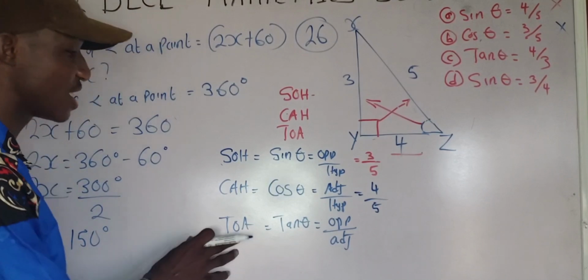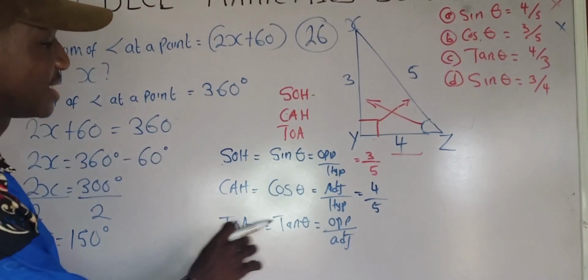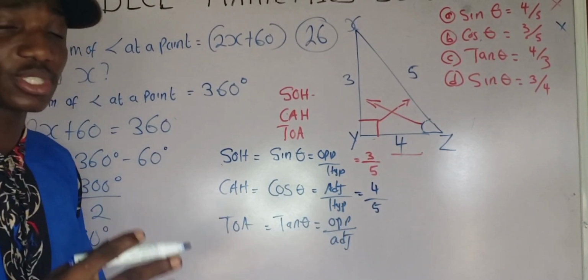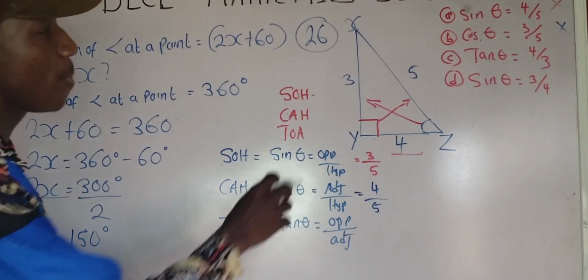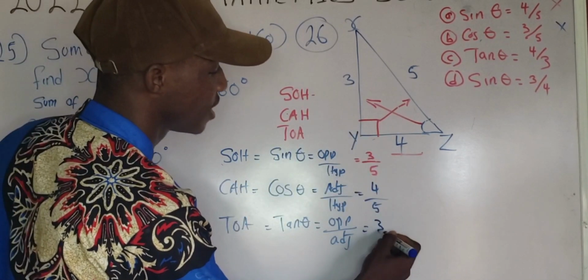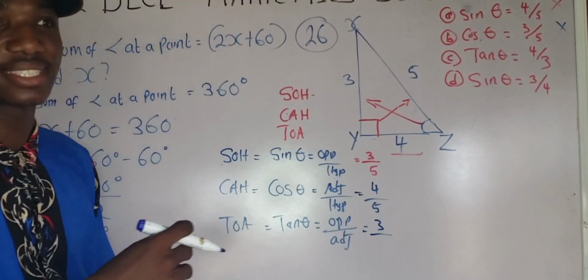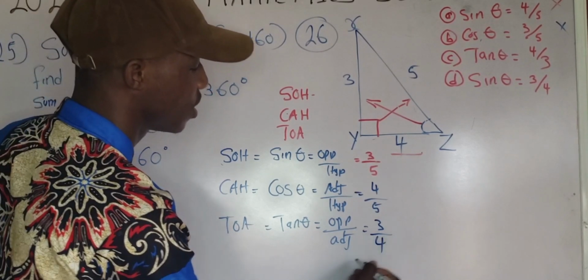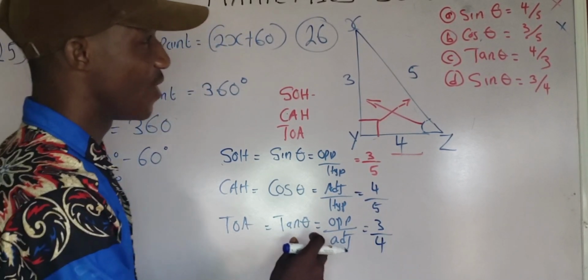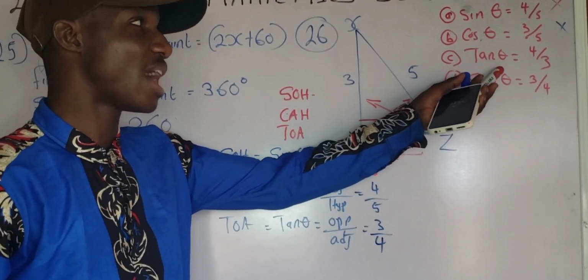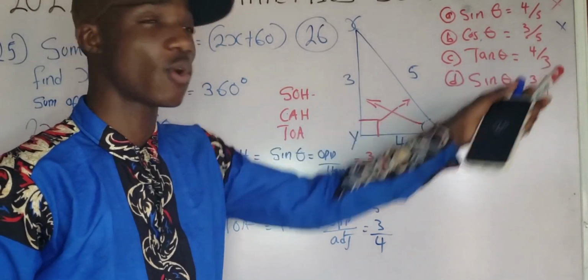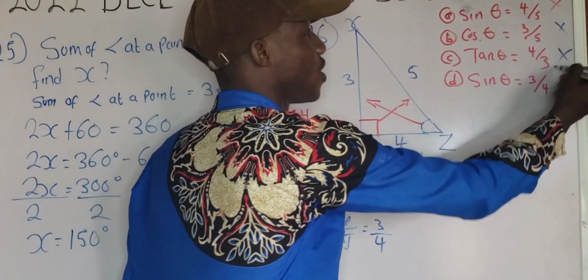Okay, now let's check the third option. We have tan theta, and tan theta is opposite over adjacent. Now the opposite side is 3, so I'm going to have 3 over the adjacent side. The adjacent side is 4, so I'm going to have 3 over 4. You can see we are given tan theta equivalent to 4 over 3. Hence, this option as well is not correct.